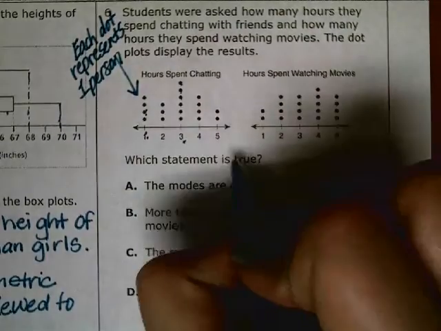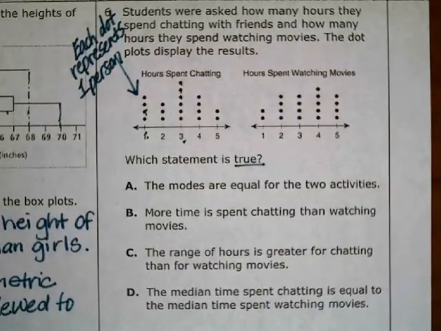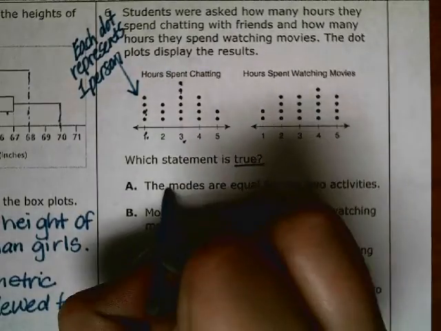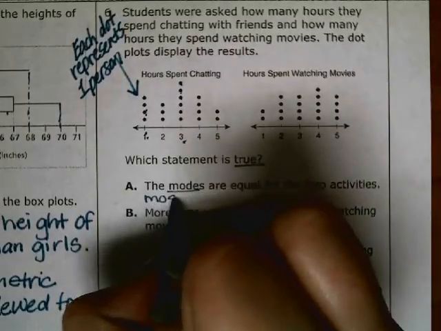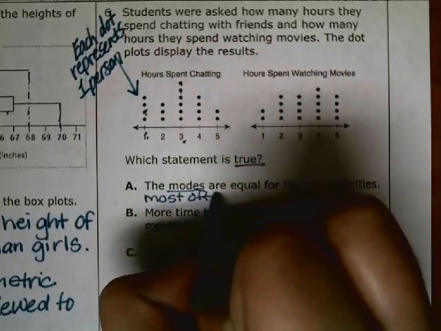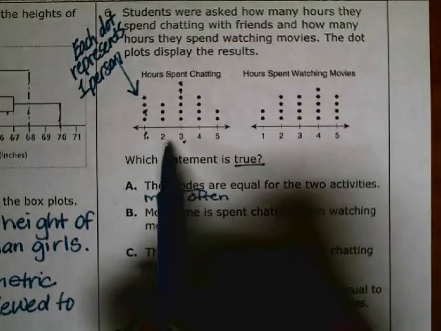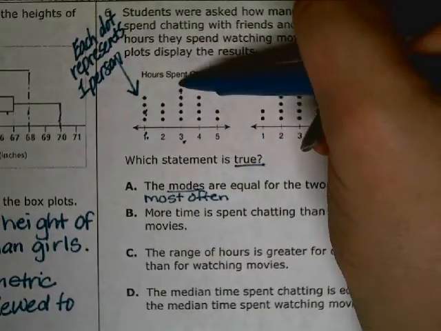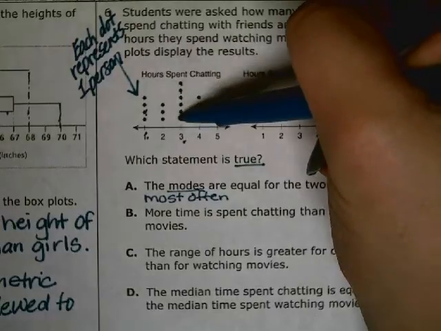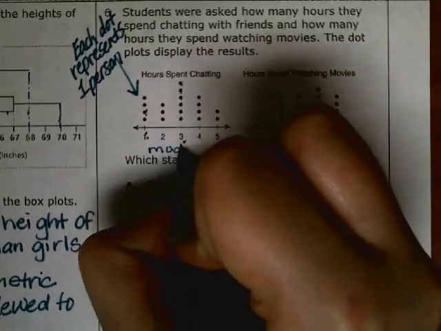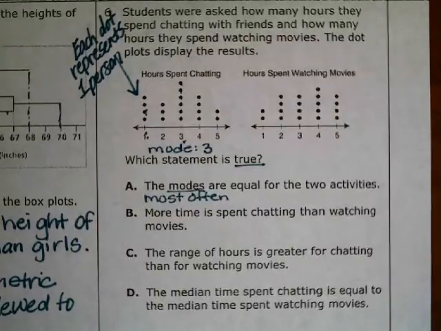We want to know which statement is true. A, the modes are equal for the two activities. First thing we need to know is mode. Mode means most often. So we want to look at our dot plots and figure out which hour has the most people that chose it. So if we look at the hours spent chatting, the most people chose was 3 hours. So the mode for chatting is 3. Most people chose 3 hours.